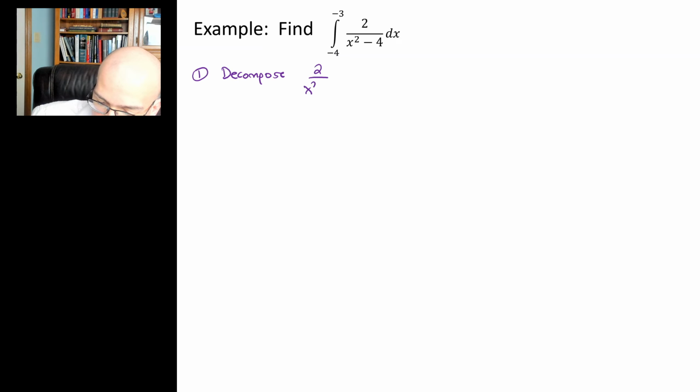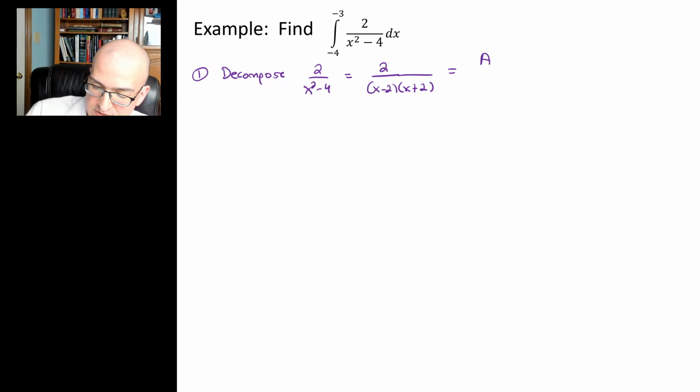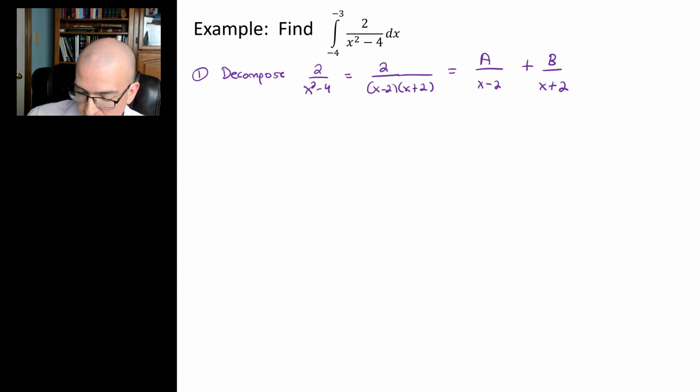2 over x squared minus 4 equals 2 over, I've got to factor this. This is a difference of squares. It's x minus 2 times x plus 2. So that means this will decompose into A over x minus 2, I'll put them in the same order I have them written there, not that it matters, I'll just be consistent, plus B over x plus 2. We need to find A and B.